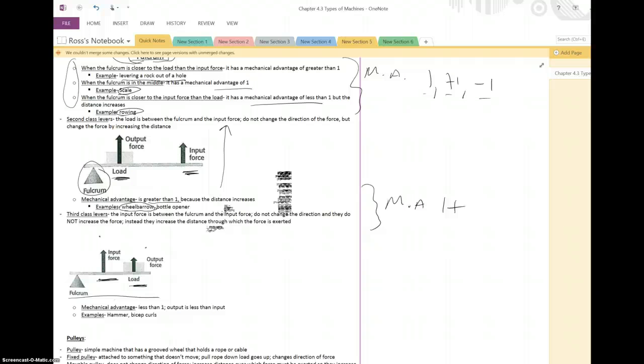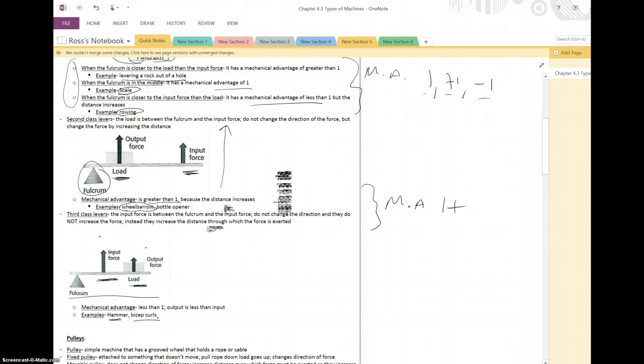Instead, they increase the distance through which the force is exerted, meaning that you are now traveling a greater distance. You are having to bring that object, that mass, a greater distance, but apply the force the whole time. So an example would be using a hammer or bicep curls, right?